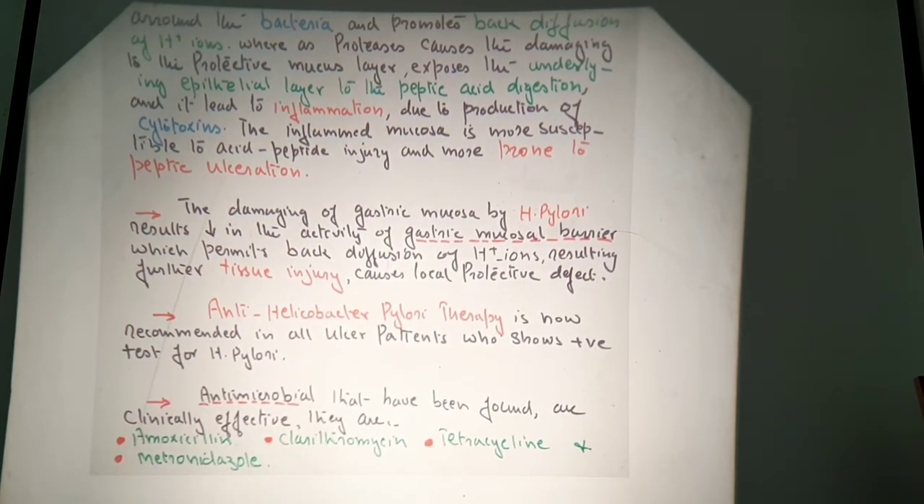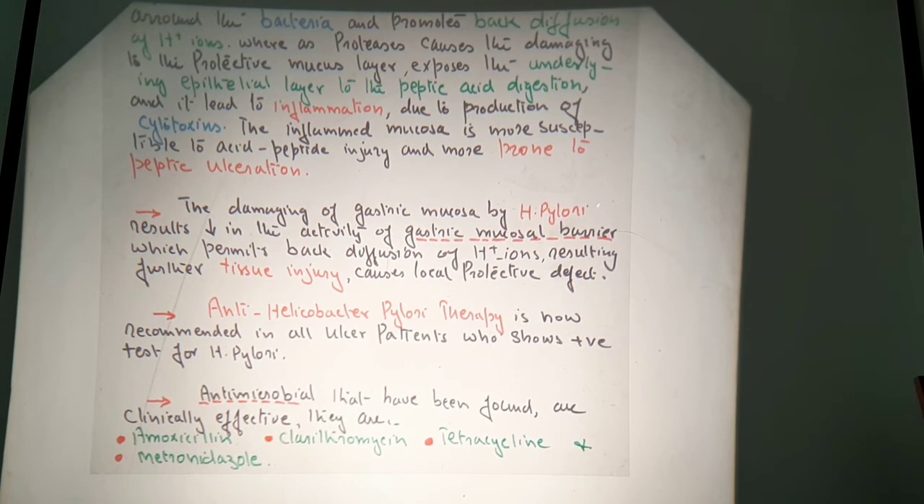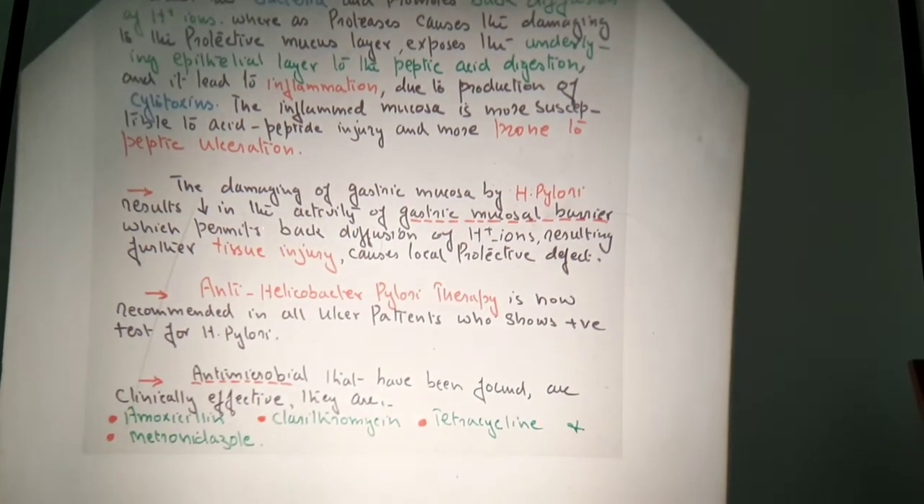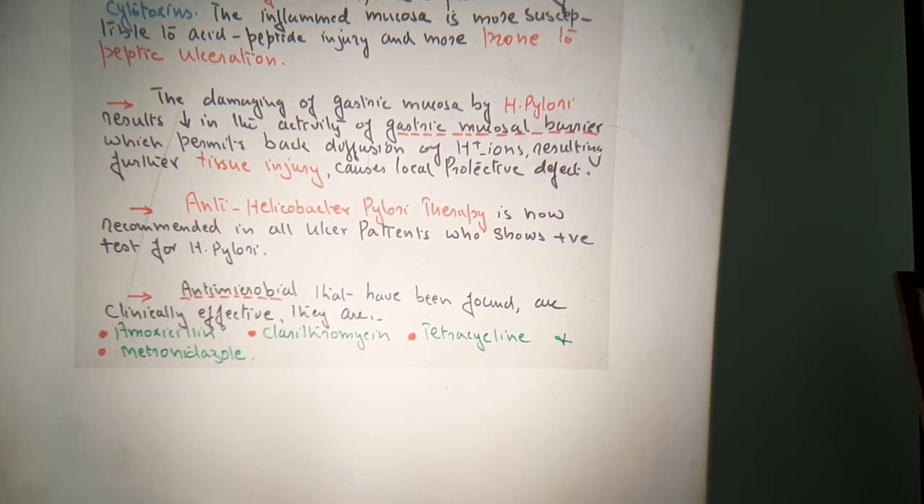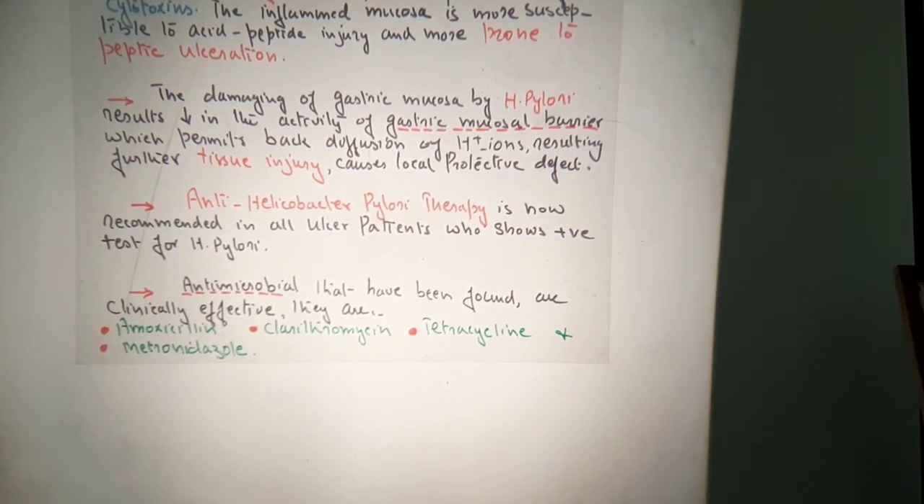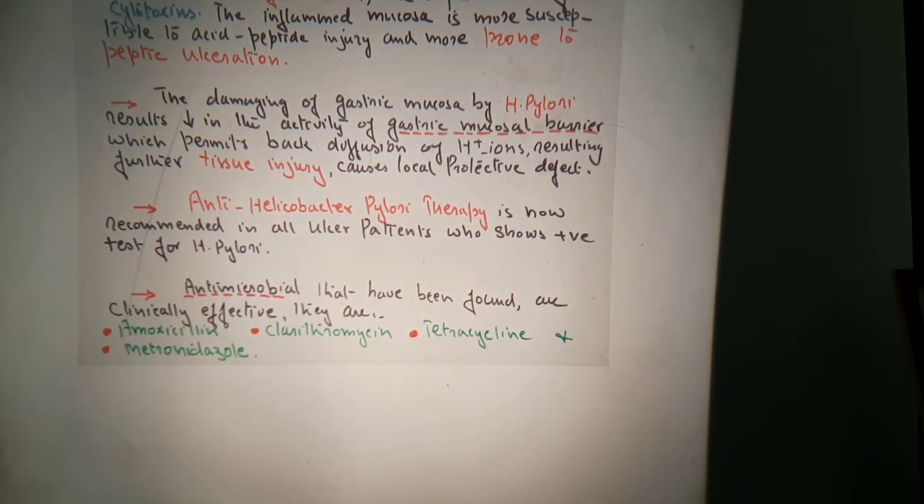Now the damaging of the gastric mucosa by Helicobacter pylori results in a decrease in the activity of the gastric mucosal barrier. Now, do you know what we mean by barrier? Barrier means the hurdle. So the gastric mucosal barrier is the barrier present between the stomach wall, or the membrane, and the stomach itself. That is nothing but the mucosal membrane.